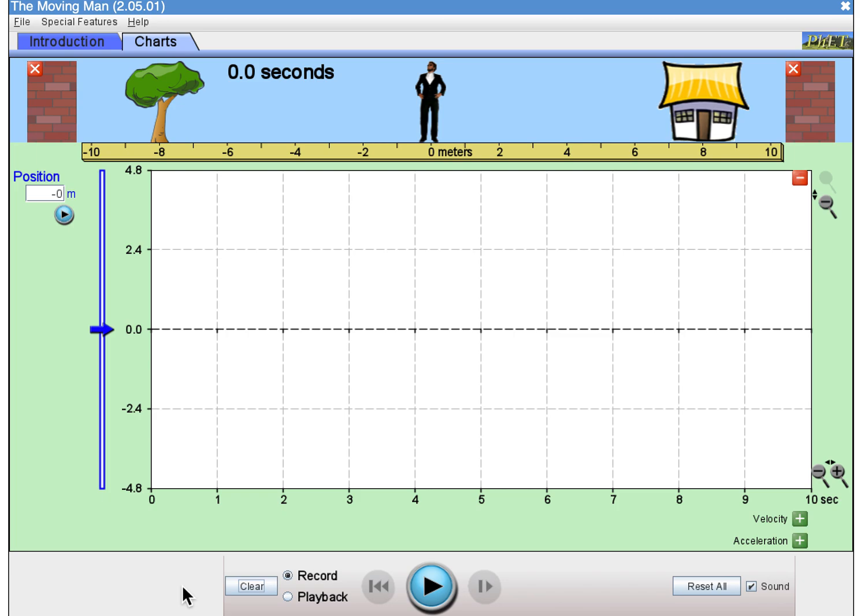Welcome to the Moving Man. We're going to review our position time graphs here. And if you want the link to check this out, it is in the description. It's one of the PhET simulations.